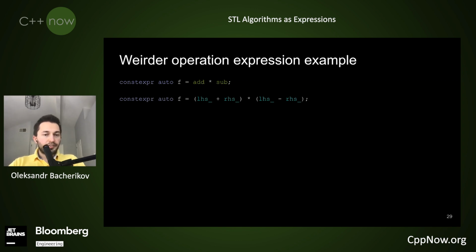And if you recall some basic calculus, then we could also rewrite this as a difference of squares of arguments. And indeed, all these definitions are equivalent, and you can use this as a normal binary function.